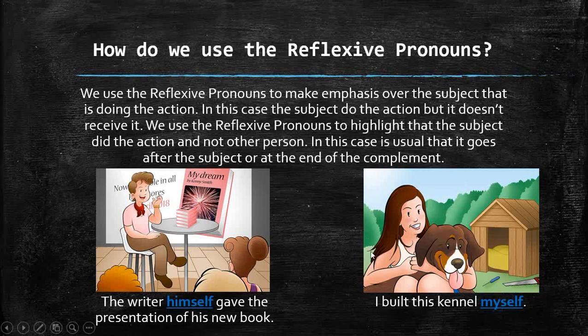We have this second example. I built this kennel myself. She's making emphasis on the fact that she built the kennel alone. That she did it.